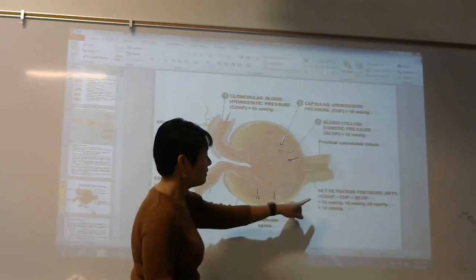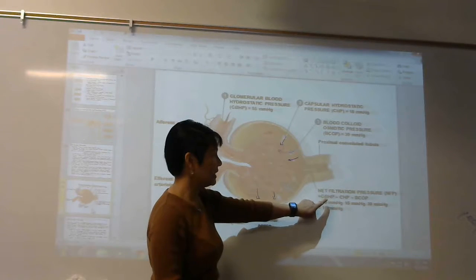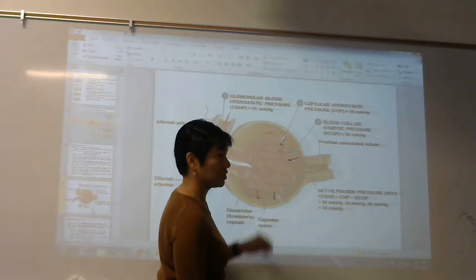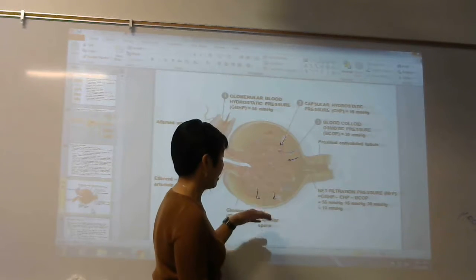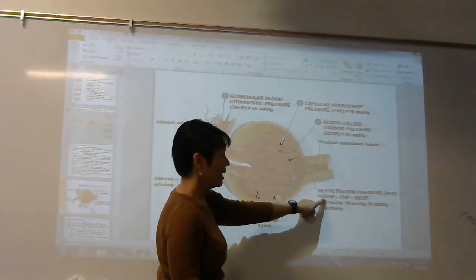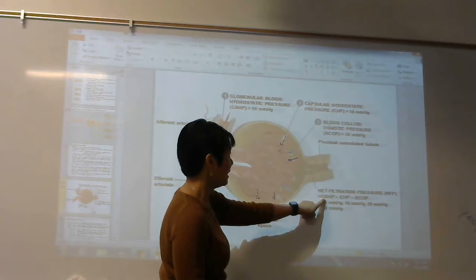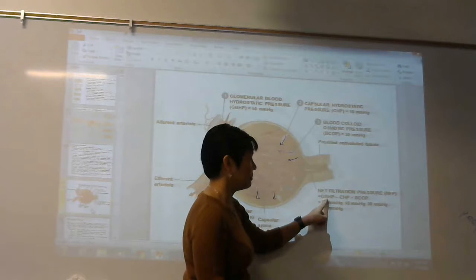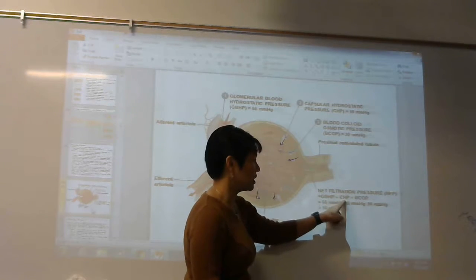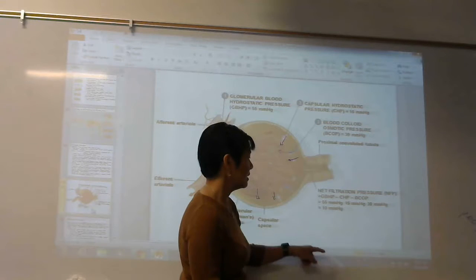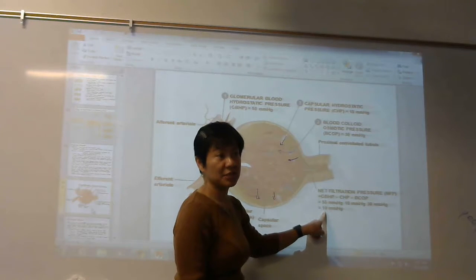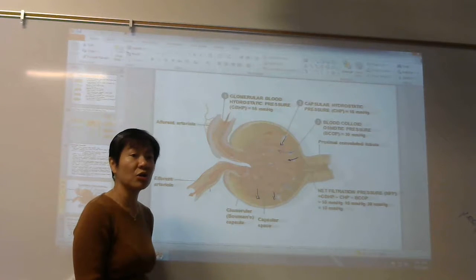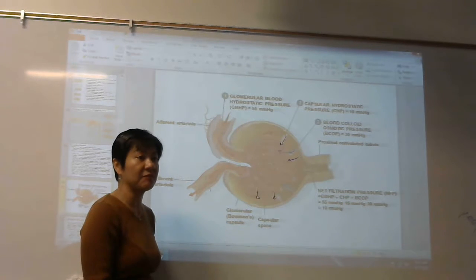So the net filtration pressure is the glomerular pressure out minus the pressure going in. The pressure out is from the glomerulus, and then the pressure going in is this capsular and the blood colloid. So GBHP minus CHP minus blood colloid is 10 millimeters mercury. This is the normal value for all of us at all times if we are healthy.